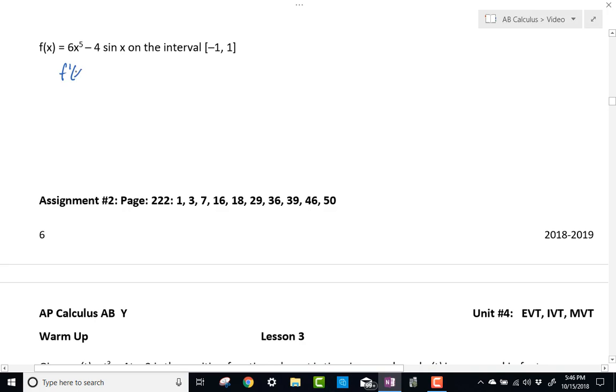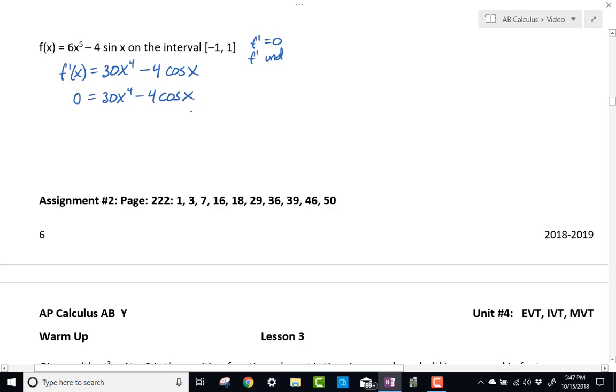F prime of x is going to be 30x to the 4th, which is differentiable, minus 4 times the derivative of sine, which is cosine x, and that is also differentiable. So again, when we're talking about critical numbers, we're looking for f prime equal to 0 and f prime undefined. Alright, so f prime undefined isn't going to count here. Now, if I set this guy equal to 0, I run into a problem here. 30x to the 4th minus 4 cosine of x.